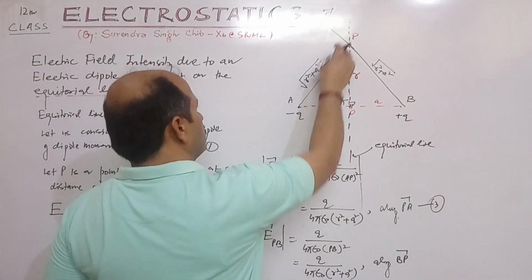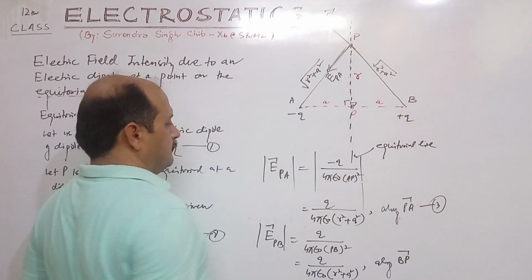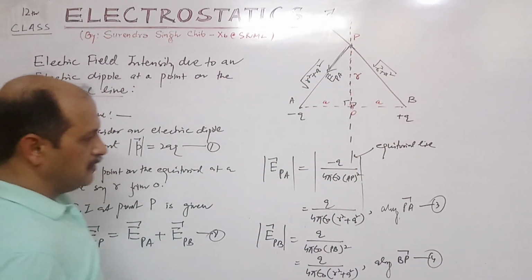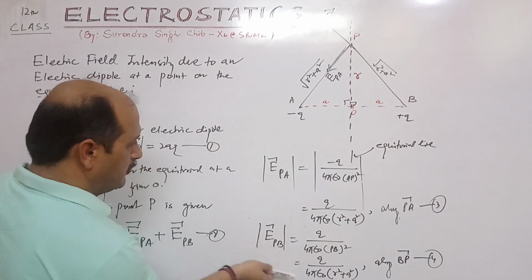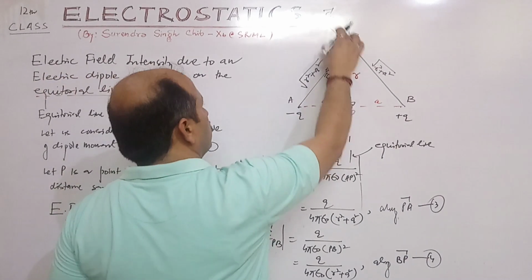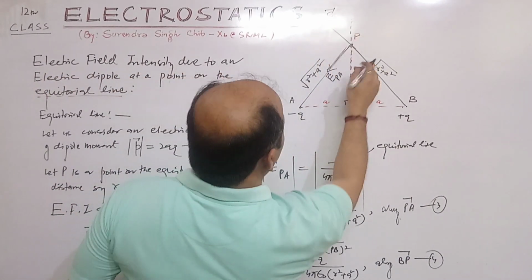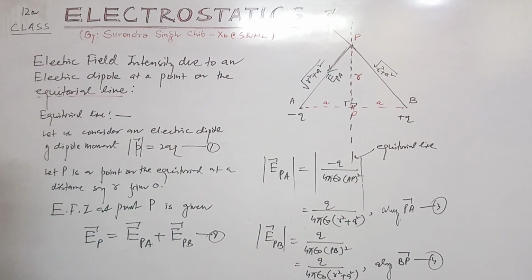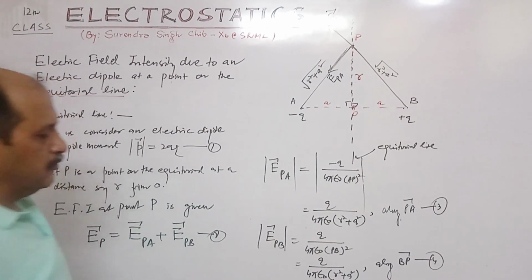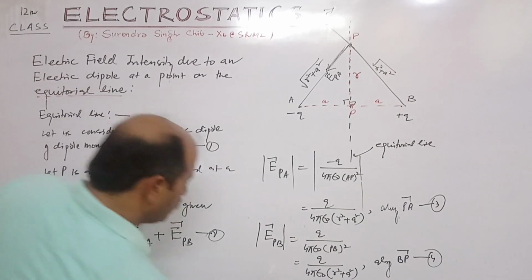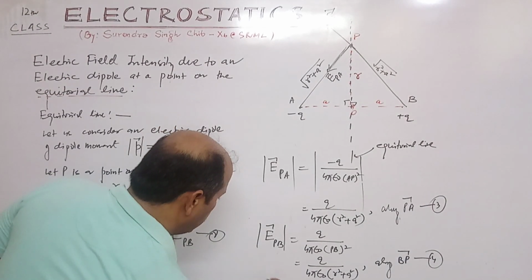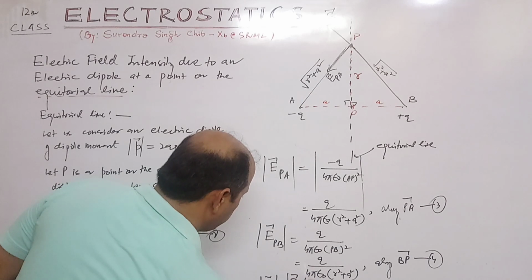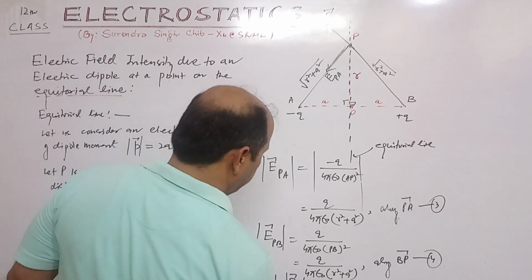So, iski direction is side, iski direction is side. Say this is equation number 4. Now, see, in dono ka magnitude to barabar hi hai. It means, inki jo vector length hai, wo bhi kya honi chahiye? Equal honi chahiye. The EPA or EPB, both are equal in magnitudes. You can write here, EPA mod is equal to EPB mod. No problem. Equation number 5.